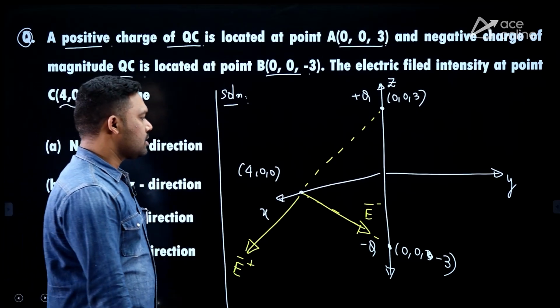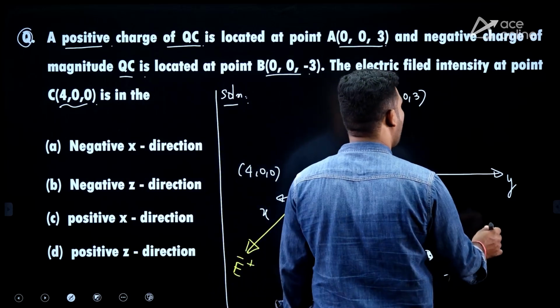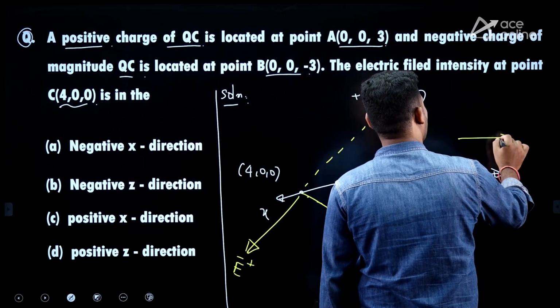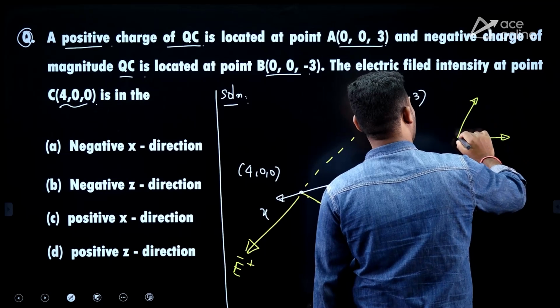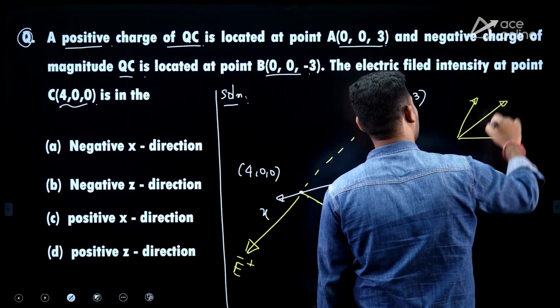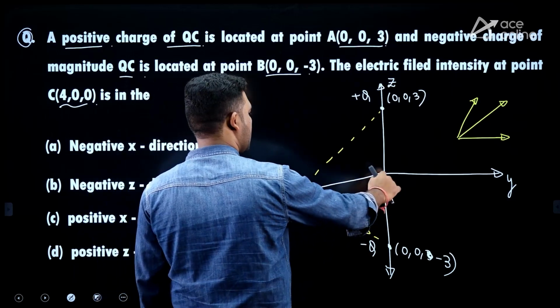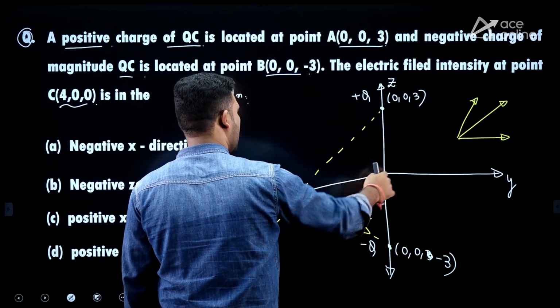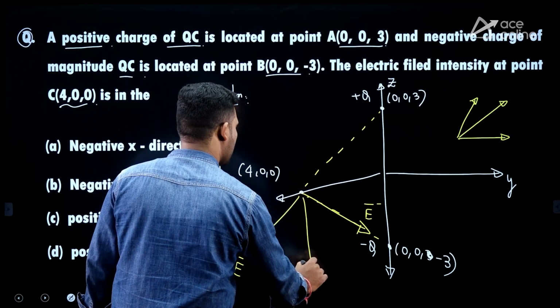Then what is the resultant if two vectors are like this? You know the triangular law of addition of vectors. If two equal vectors are there like this, the resultant will be like this, between these two. The magnitudes are the same. Why? Because the distance from here to here, here to here, and here to here, everything is the same. So the resultant will come out from the center like this.